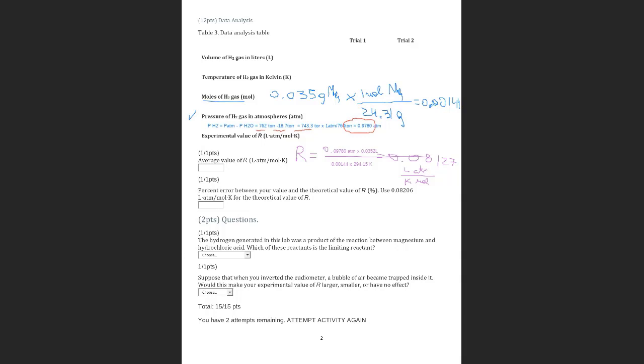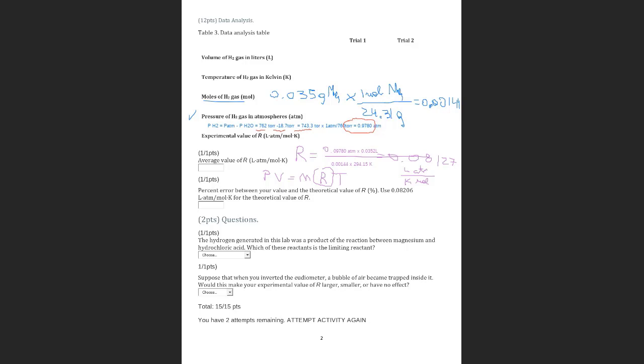Very good. So why did we do that? Because we are using that equation. We know that pressure times volume equals the number of moles times the constant of the gases times the temperature. So if we are looking for R, it's going to be pressure times volume divided by number of moles and temperature. Then you're going to do the same for trial 2.